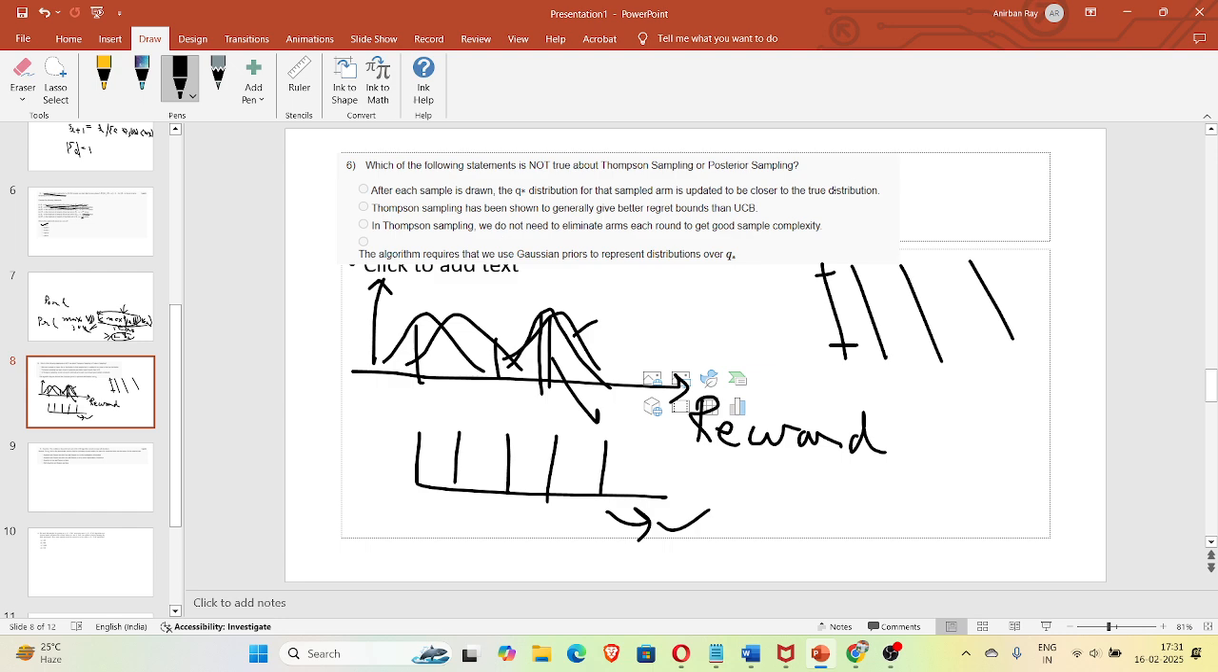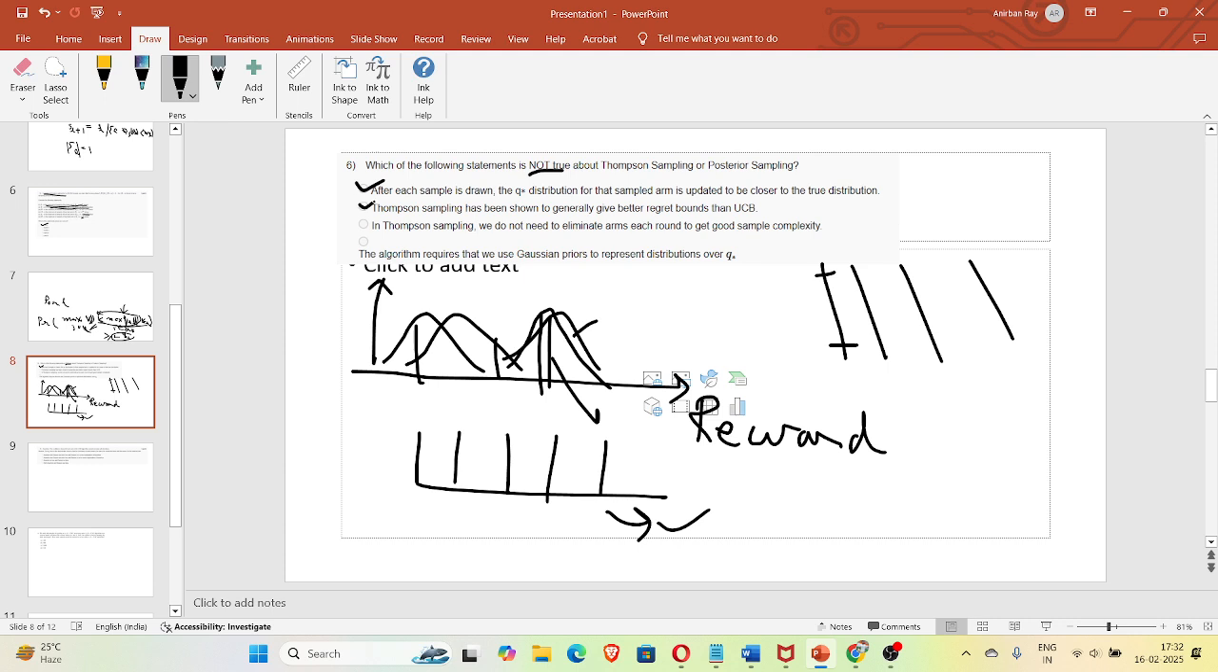That is correct, right? We are moving closer towards a more definite distribution. And the true value of the Q has to be estimated. That is true. So I'm taking this one, but we need to find the not true ones. Thompson sampling has been shown to generally give better regret bounds than UCB. So it is actually correct. Thompson sampling uses a probabilistic method, which is computationally more expensive, but it gives better results.